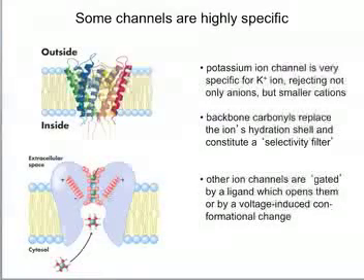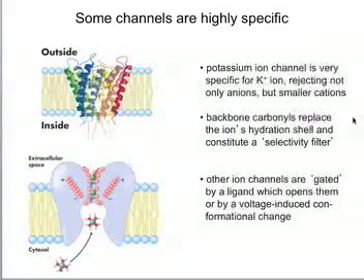Okay, so looking a little bit more closely at a couple of different examples of transporters. This is a potassium channel, and the interesting thing about this channel is that it's very specific for potassium ion. So not only does it like positive charges, but it prefers smaller cations and rejects larger ones. And we can think about a structural basis for this.